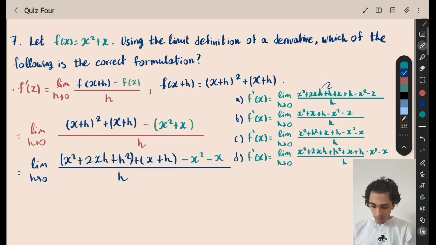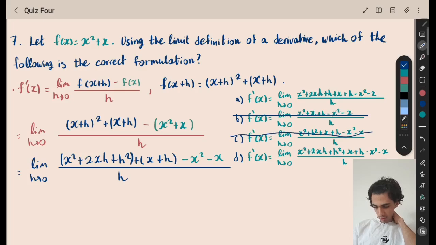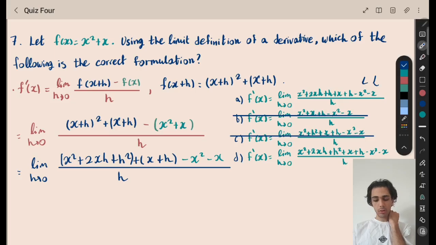X squared plus 2x plus h squared. Well, this does not contain 2xh in the numerator, so it's not it. Same thing here. So it's probably A or D. X squared plus 2xh plus h squared plus x plus h minus x squared minus x, divided by h. So this seems to be the right answer. If we look at the final one also, this is just h. So actually it's not even A.